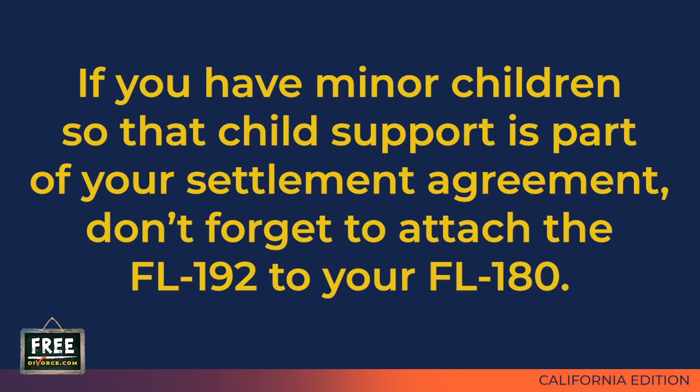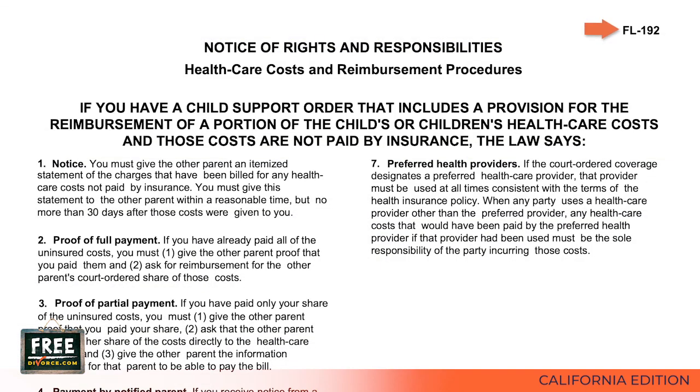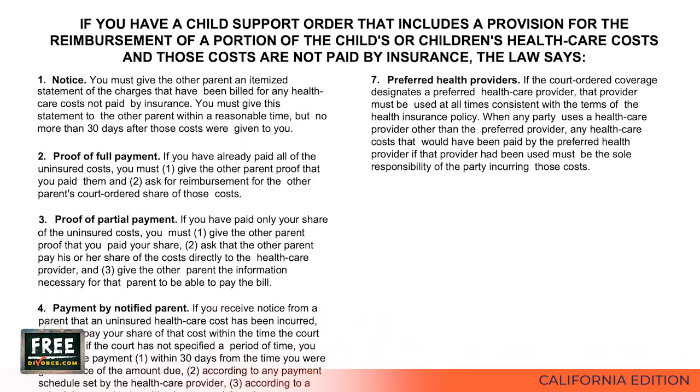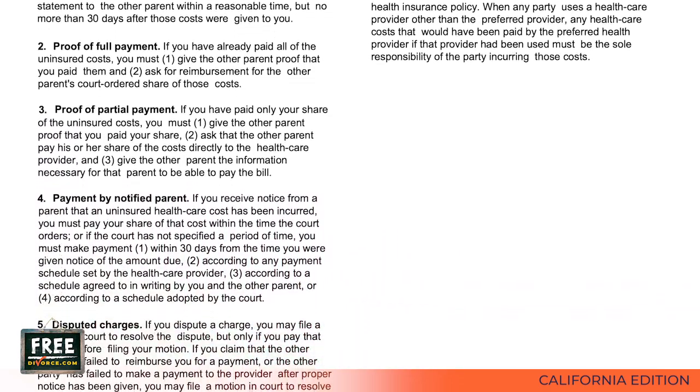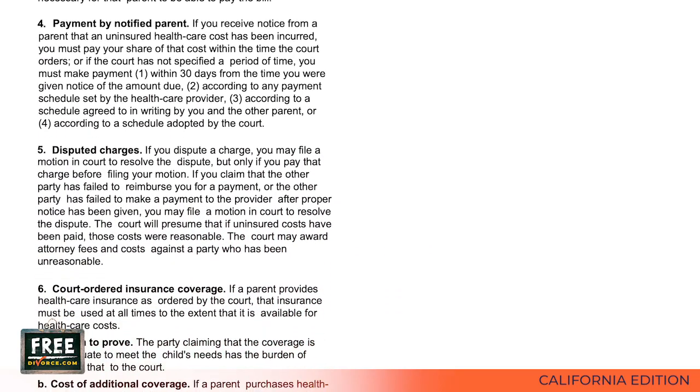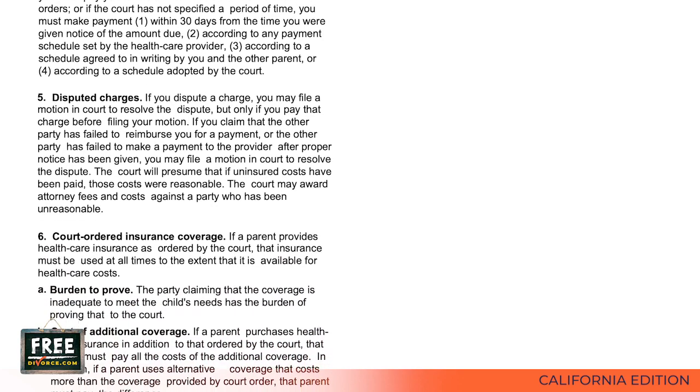If you have minor children, so the child support is part of your settlement agreement, don't forget to attach the FL192 to your FL180. That's right. As we mentioned in earlier videos, if your settlement agreement includes any child support provisions, then you are required to attach to your judgment the FL192 form. It does not matter if you are using the Marital Settlement Agreement approach or the Collection of Judicial Council forms approach. If child support is part of the divorce settlement agreement, you must attach the FL192 form to the judgment.